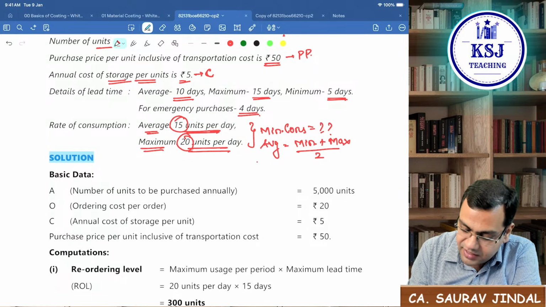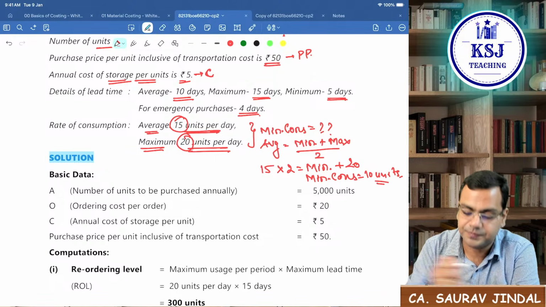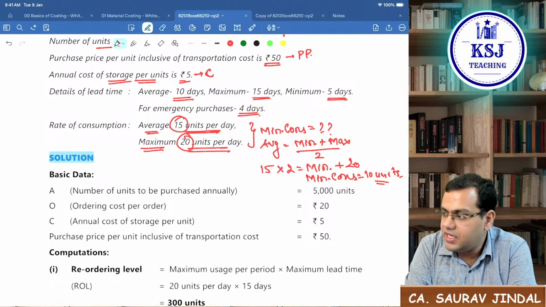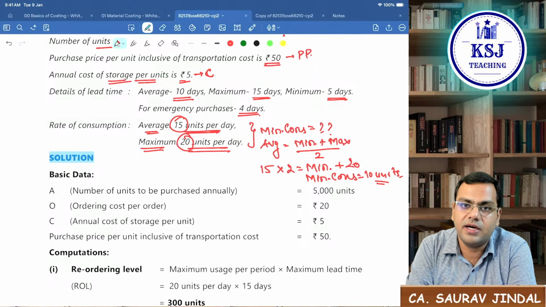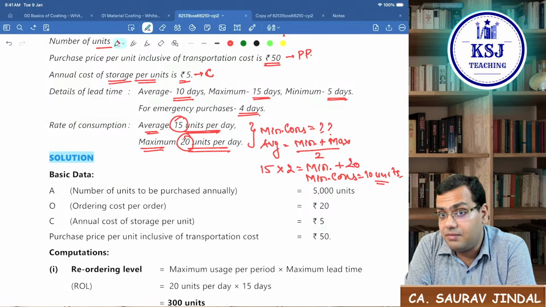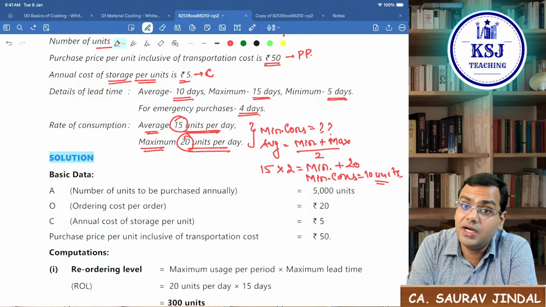Right? You have average, that is 15. I'll take 2 here, multiplied by 2 is equal to minimum consumption plus maximum of 20. So your minimum consumption from here will be 10 units per day. Right? Now, one very important thing that you have to remember: if your lead time is in days, then your consumption should also be in days.